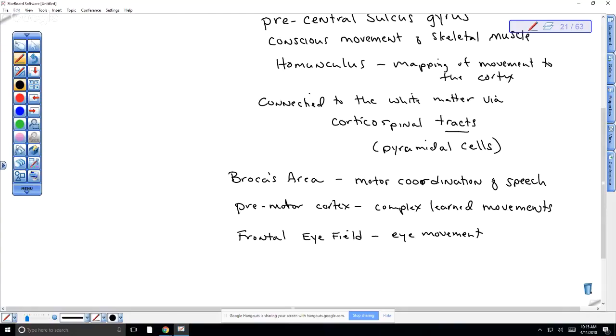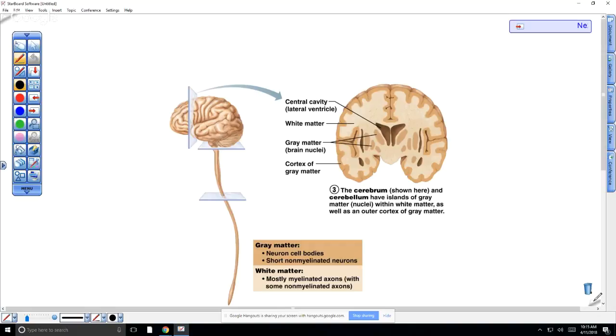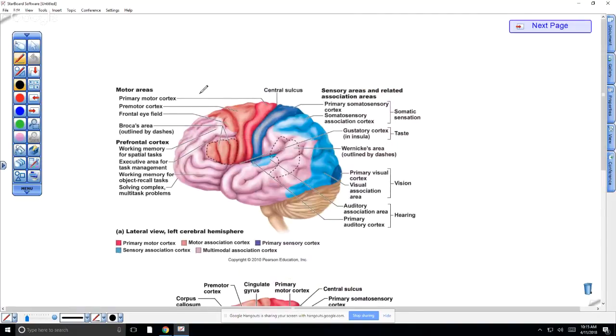Okay, so those are the motor areas. So if we look at them on our diagram, these are the motor areas. We have the primary motor cortex, we have the premotor cortex, we have the frontal eye field, and then we have Broca's area, which is these dashed lines.